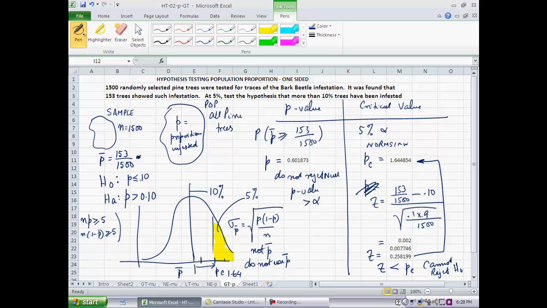Notice that in both cases, whether I use the p-value method or the critical value method, I end up with the same conclusion, that I cannot reject the null, so I cannot conclude. So the sample that I have here does not provide enough evidence to conclude that more than 10% trees have been infested.